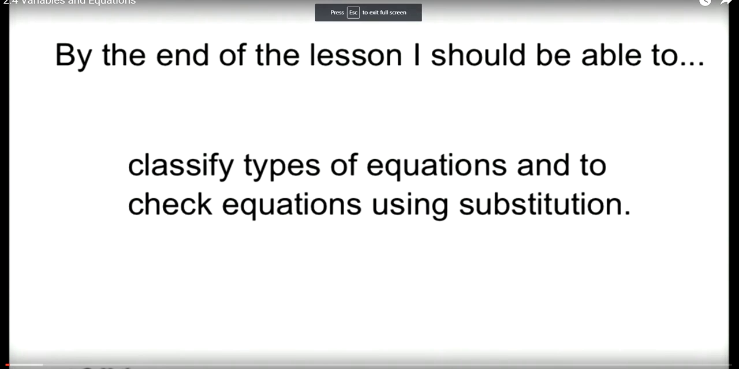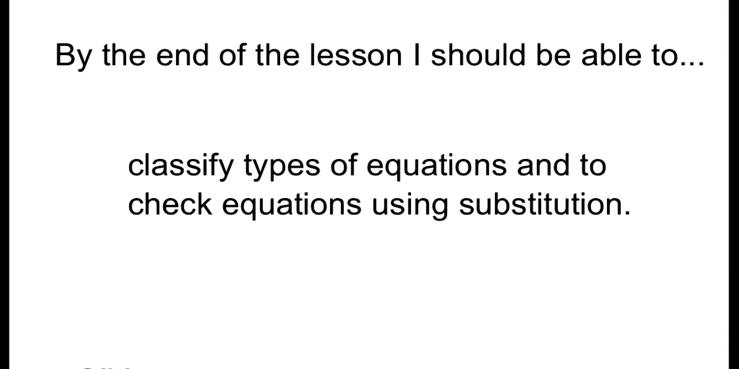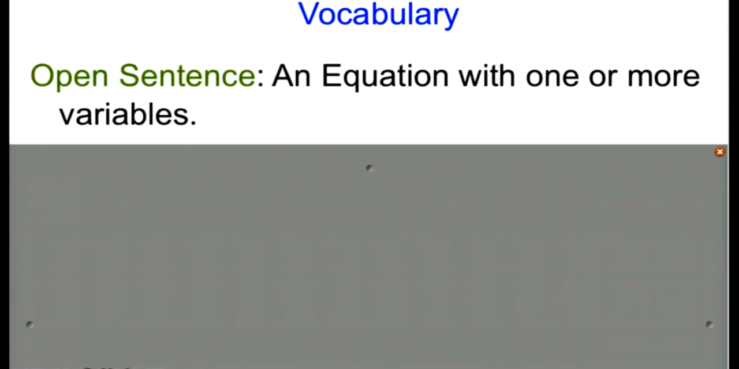By the end of the lesson, I should be able to classify types of equations and to check equations using substitution. An open sentence is an equation with one or more variables. There are 3 examples, 2 of which are not open sentences and 1 is an open sentence.